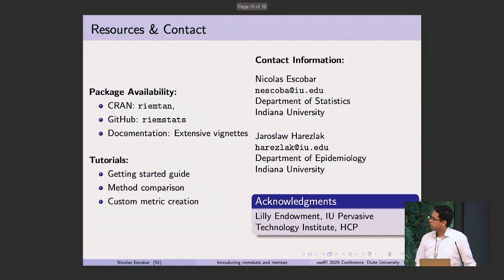So that was basically it. Riemmtan is already on CRAN. Riemstats is just on GitHub. We have vignettes, and let me just acknowledge the Lilly endowment, which helps with the high performance computer at Indiana University. Thank you.